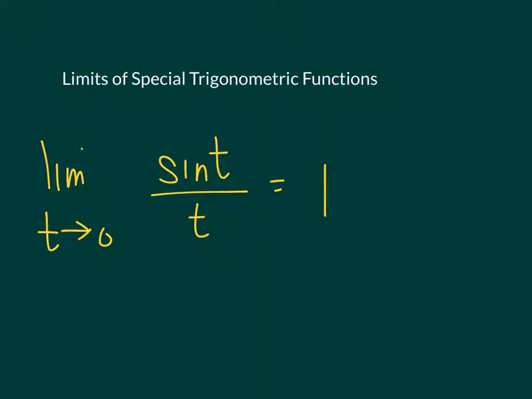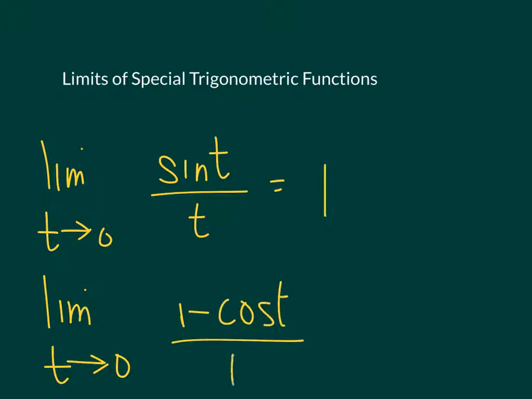1. The other one is the limit as t approaches 0 of (1 minus cosine t) over t, which is equal to 0.